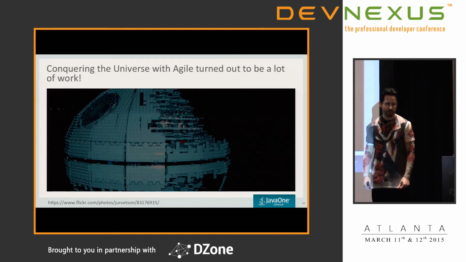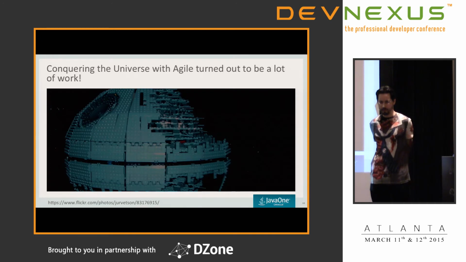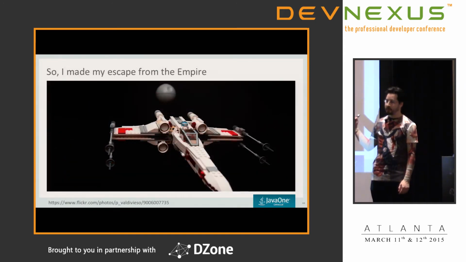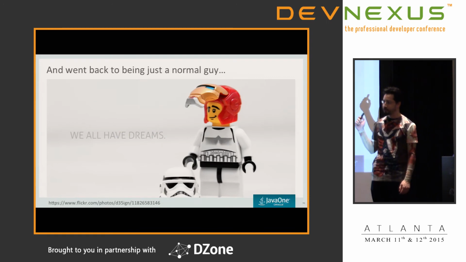I think when we were done, we had somewhere in the order of 20 Scrum teams. The development teams were around 500 or bigger in number. And we had quite a lot of tooling and process and infrastructure and reports and stuff on our process. It was a lot of work, and I made my escape from the empire. So I am no longer doing this, and I went back to just being a normal guy.